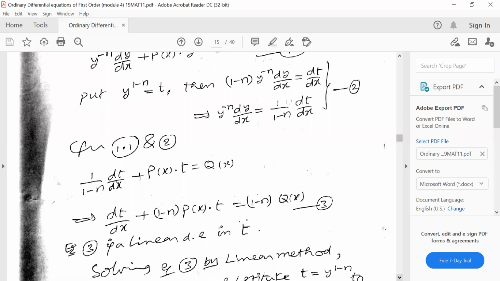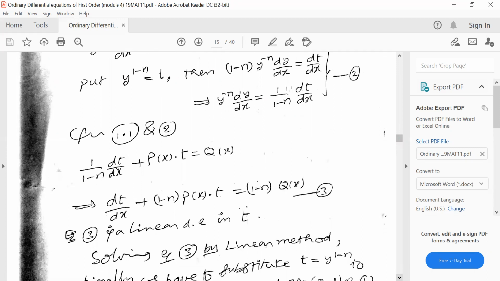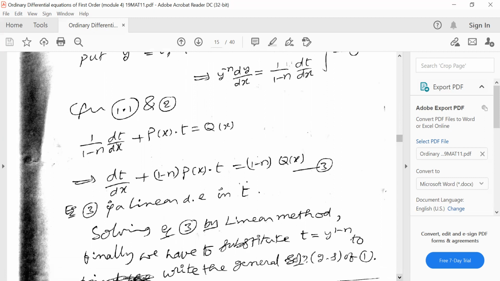That 1 by 1 minus n is a constant that we can remove by multiplying with 1 minus n on both sides. So once we multiply like this, we see the form called exact, that is a linear DE. See, dt by dx plus 1 minus n p of x into t equals 1 minus n into q of x. 1 minus n is a constant, that never matters, that will not obstruct the form. So this is called linear only, but it is in t. Earlier we had it in y, in x. Now it became linear in t.